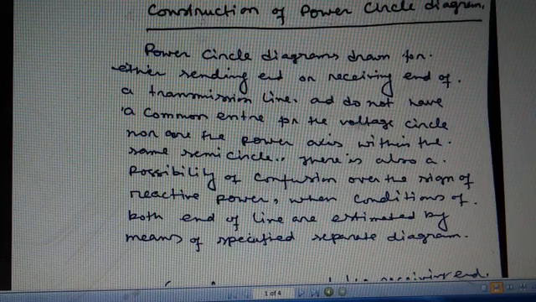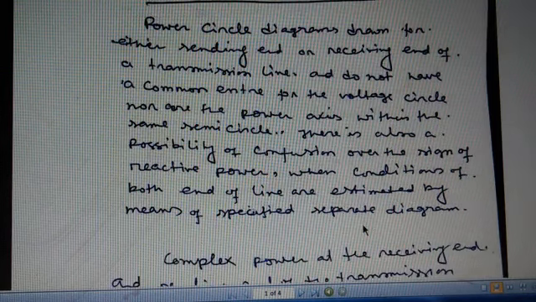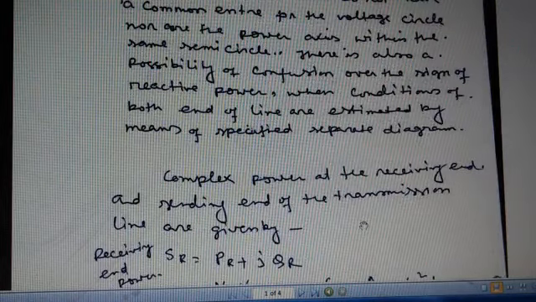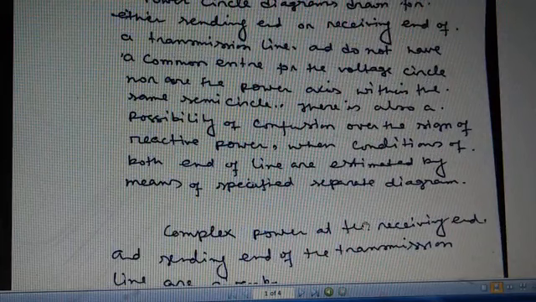center for the voltage circle, nor are the power axes within the same semicircles. There is also a possibility of confusion over the sign of the reactive powers when the conditions of both ends of the lines are estimated by means of separate diagrams. So there are separate power circle diagrams for the sending end and the receiving end voltage also.